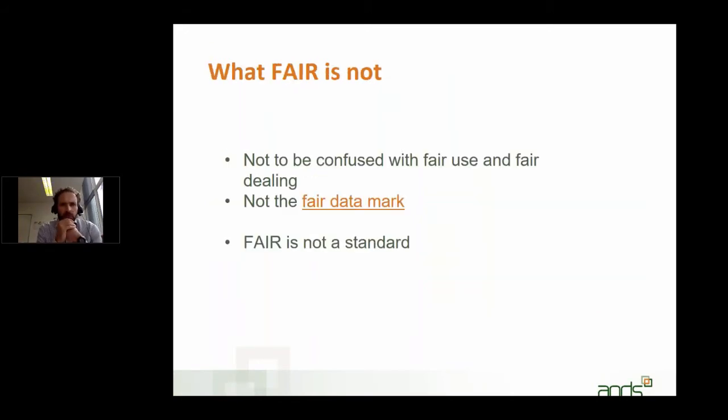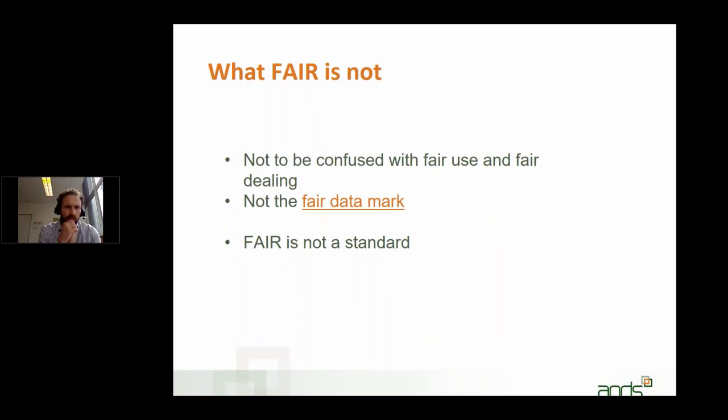What the FAIR data principles are not about, and this is something that only sometimes crops up: in copyright law, there's talk about fair use and fair dealing. That's not capitalized, that's in lowercase, that's something completely different, and that's not related to the FAIR data principles. One of the other things I ran into recently was that a number of market research companies have developed their own fair data mark, which talks about how these market research companies treat the data that they collect as they're doing their market research. That is also lowercase, and that is completely unrelated to the FAIR data principles in capitals.